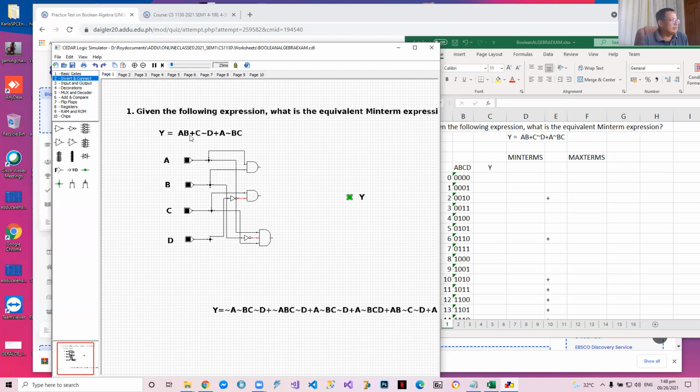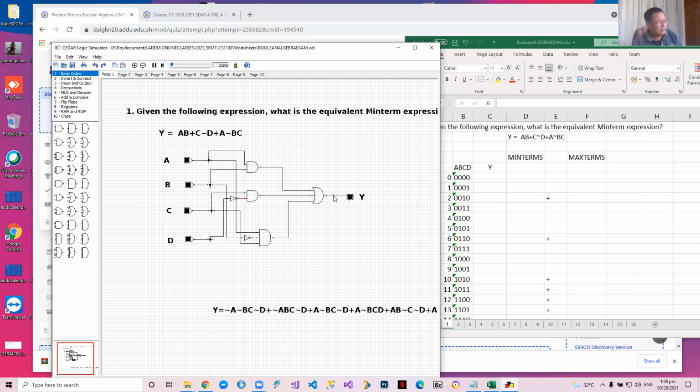And then everything will connect with an OR gate. So we need a three input OR gate. It's here. Like that. And then this output we connect to this LED, to this indicator. Okay, it's connected already. Delete one. Okay. So we have the correct circuit now.